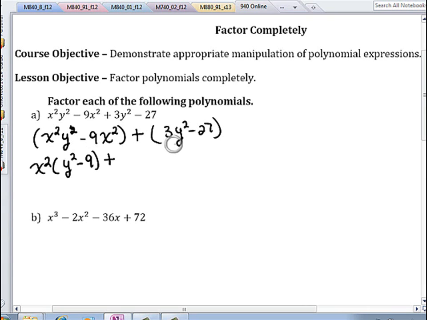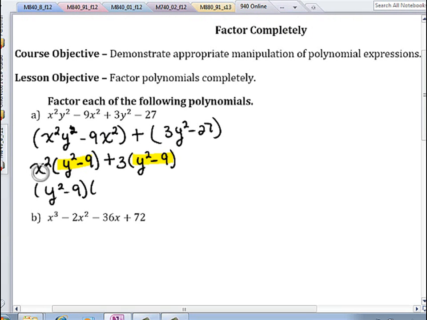plus 3y squared minus 27. We can factor a 3 out of there, and we'll be left with y squared minus 9. So now in our parentheses, and when you do factor by grouping, this should always happen, in the parentheses you should have the same thing. It's y squared minus 9, so we're going to factor that out.